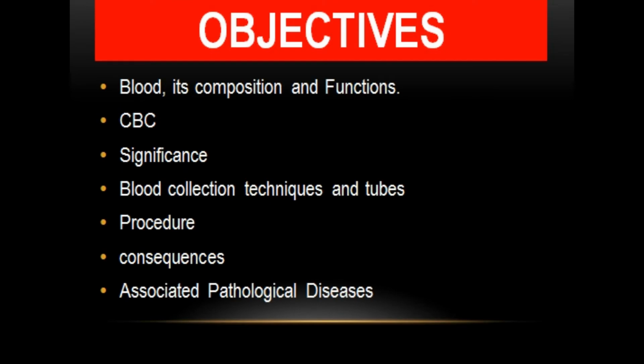What are the objectives? We will first revise the blood, its composition, and its major functions. Then we will explain why we are performing the CBC and its significance. What are the blood collection techniques, and what are the different types of tubes used for the collection of blood depending upon their cap color? What is the procedure which we will perform in our lab, and what are the consequences and the associated pathological diseases if the blood cell count is not normal?